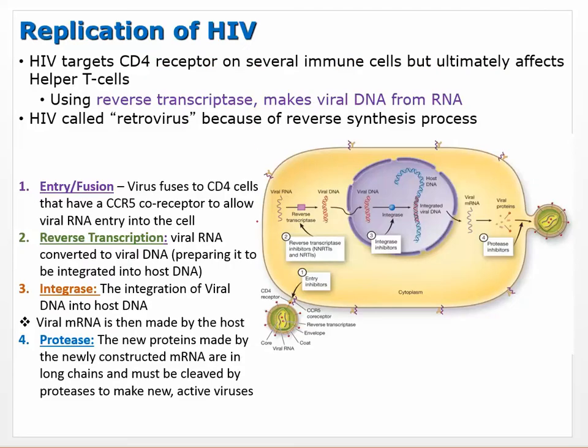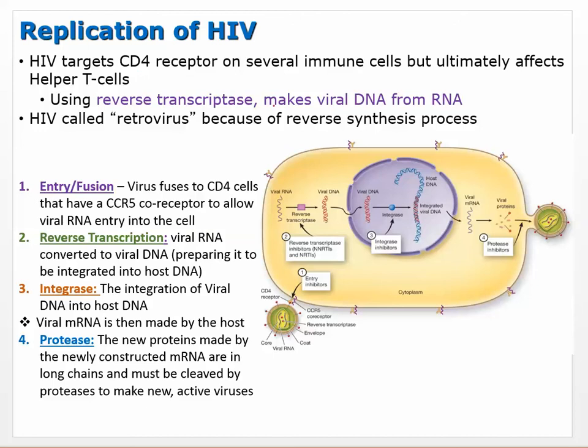Okay, so let's talk about HIV. I have two slides that are almost exactly the same, so we're going to try to go through this in a semi-organized way. But remember, HIV targets CD4 cells. Okay, so that means helper T cells. Helper T cells are the CD4 cells.